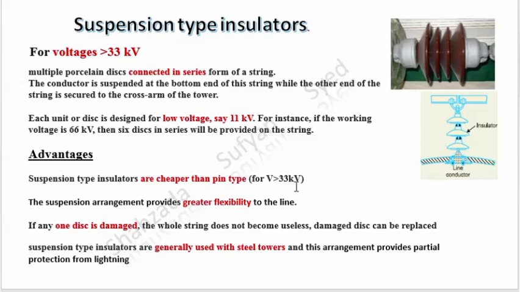The suspension arrangement provides greater flexibility to the line, and if one of the insulator discs is damaged, the whole string does not become useless, while if the damaged disc is replaced, then the whole string can again be used. Suspension type insulators are generally used with steel towers, and this arrangement provides protection against lightning. The number of insulator discs depends upon the working voltage.